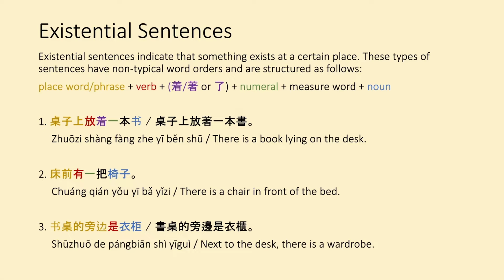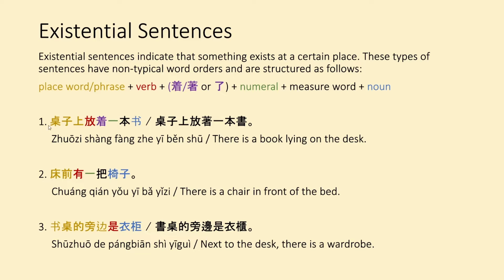This video is for Chinese 202 Lesson 2, and we will be talking about existential sentences. Existential sentences indicate that someone exists at a certain place, and these types of sentences usually have non-typical word orders and are structured as follows. Place word or phrase plus verb plus 着 or 了 plus numeral plus the measure word plus the noun.